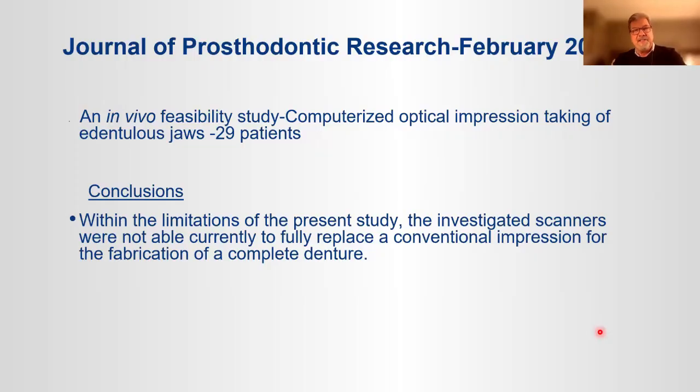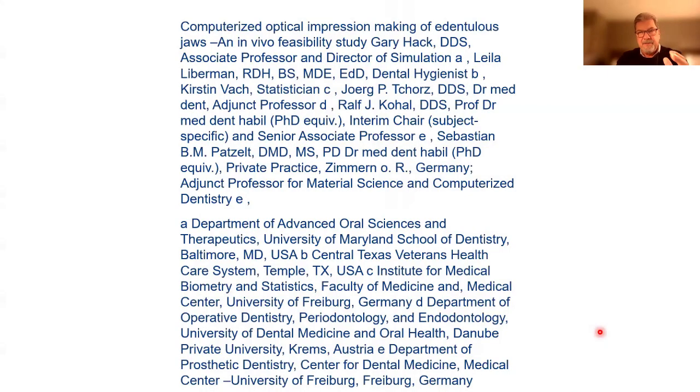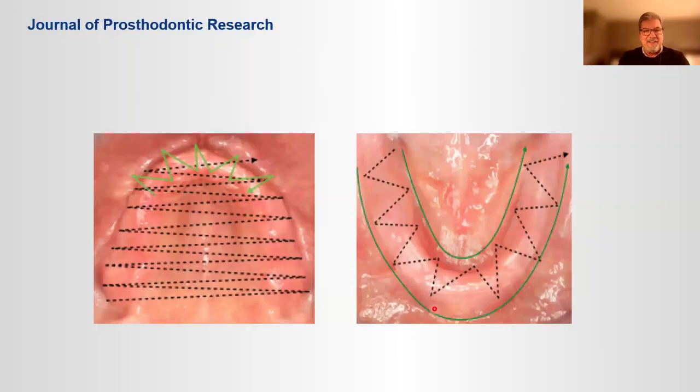All you have to do online is punch in this title here, and Journal of Prosthodontic Research, and put in vivo feasibility study, and this will come up. And this is all the people who were involved in this study. So we'll take a look at this scan strategy here. So what did they do here? It was like a zigzag. They did zigzag across everything, and even over here.